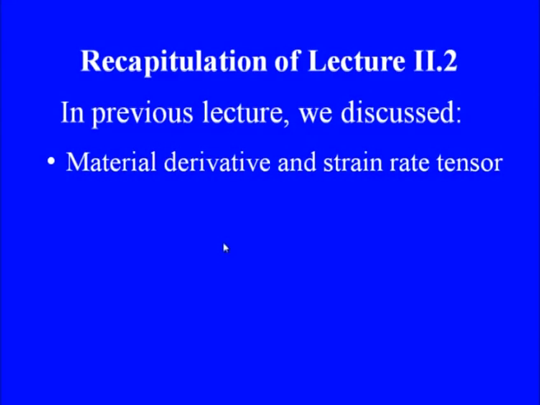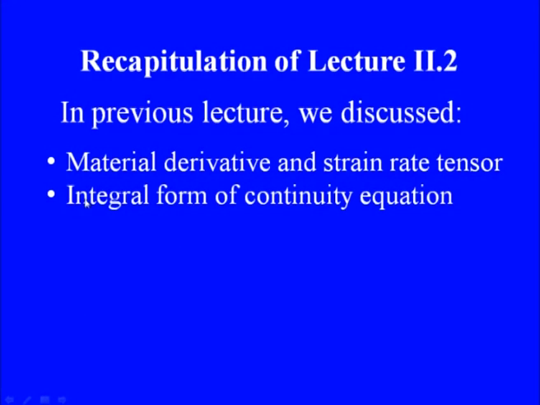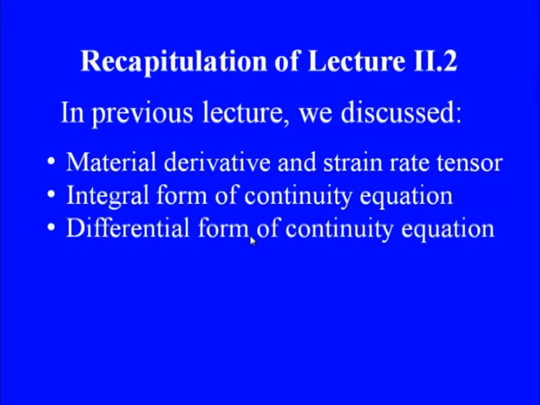Now, let us have a recap of what we covered in the previous lecture. We defined the concept of material derivative and strain rate tensor. Then we obtained the integral form of the continuity equation using Reynolds transport theorem. Then we used Gauss divergence theorem to derive the differential form of the continuity equation and its various simplified forms. We also used a simple Cartesian differential element to derive the differential form of the continuity equation. We would use a similar approach in the derivation of the momentum equation starting from Newton's second law of motion.